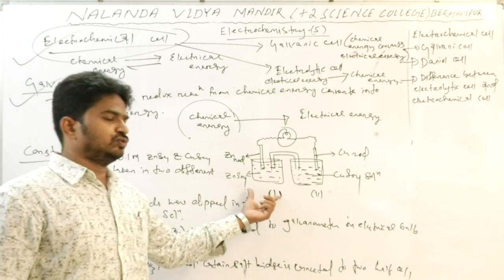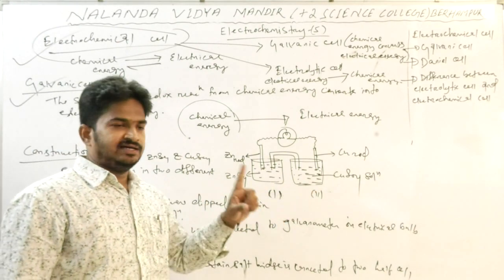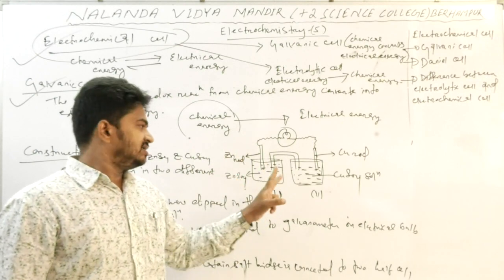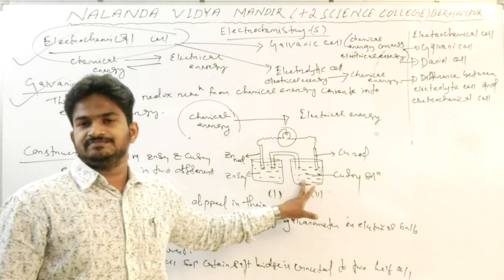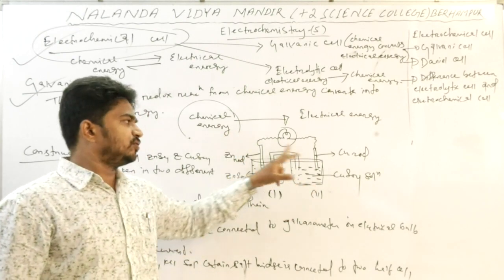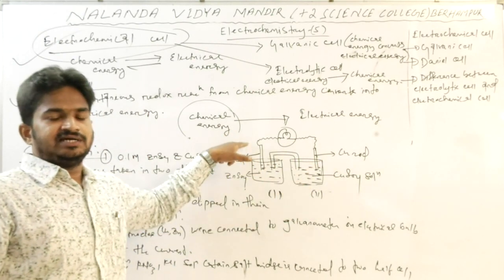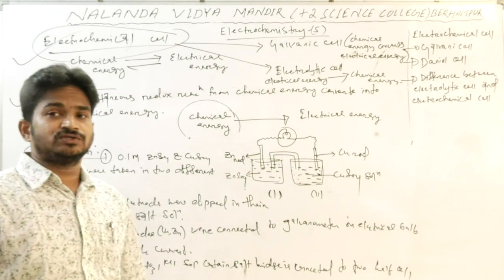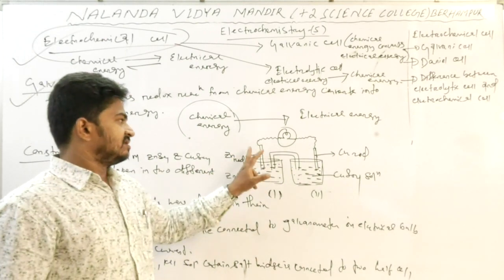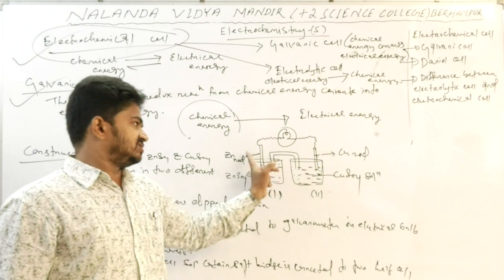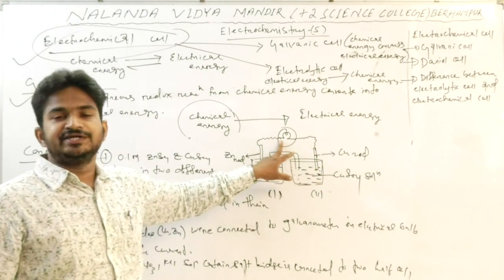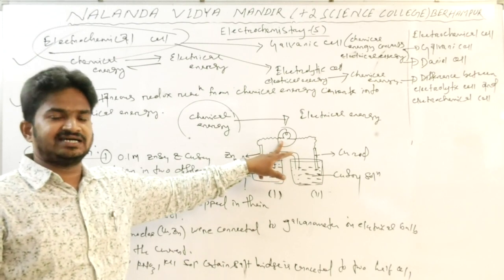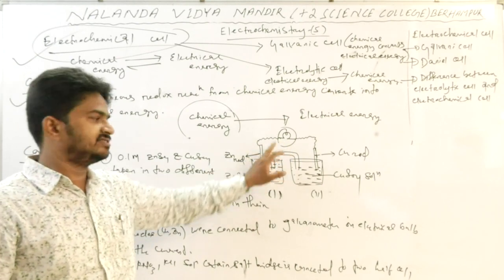First, two different beakers were taken. 0.1 molar zinc sulfate solution and copper sulfate solution were taken in them, and a zinc rod and a copper rod were dipped into their respective salt solutions. Then these two electrodes, zinc and copper, are connected to a galvanometer or an electrical bulb to detect the current.